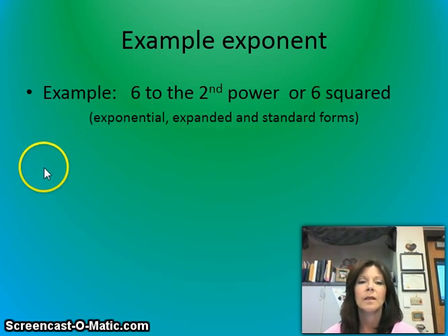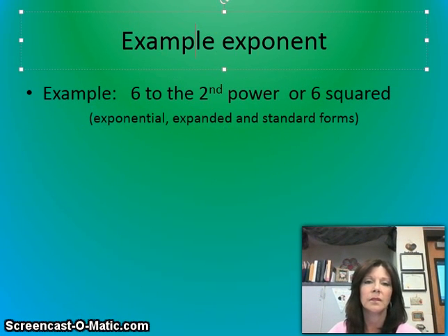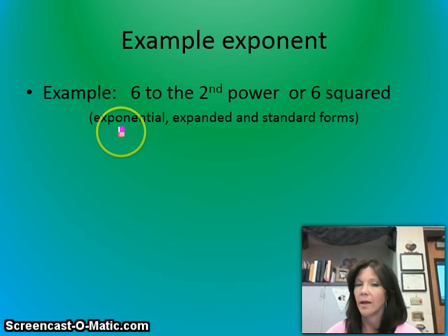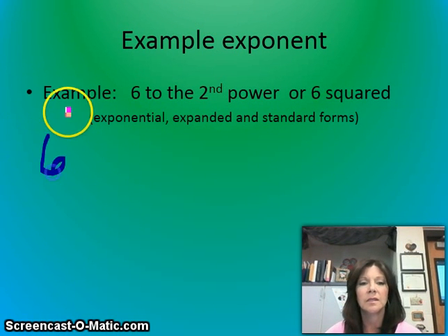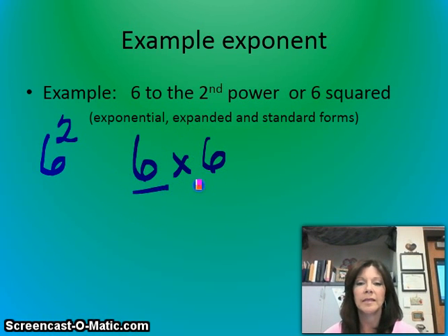All right, let's look at this. So exponential, 6 to the 2nd power. This is your base. This is your exponent. Remember, the 2 is just instructional. So expanded form, 6 times 6. If I multiply 6 times 6, my standard form is 36.